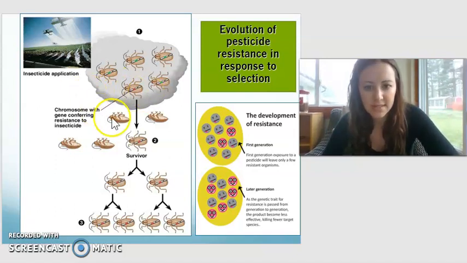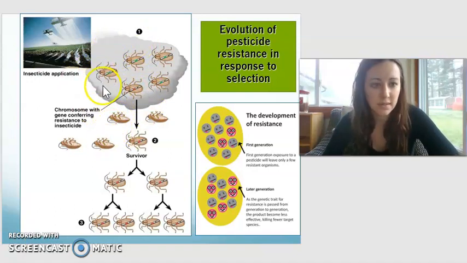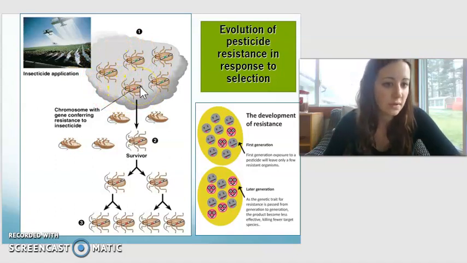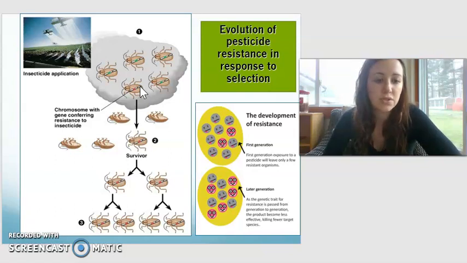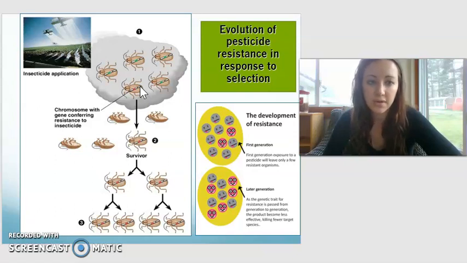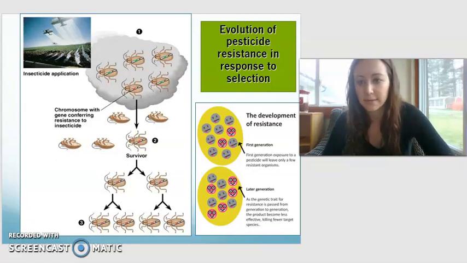Same thing for insecticide application. You have an insecticide that's going to kill the majority of insects. However, one is going to be the lucky survivor because it had traits that were favorable for surviving whatever the insecticide is. That survivor is going to be able to reproduce and pass its genes on to the next generation. Then you'll have a generation that is immune or is not affected by the insecticide.